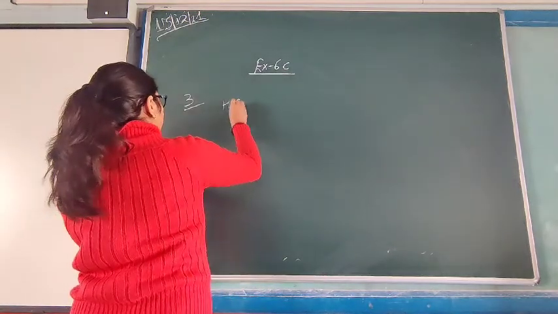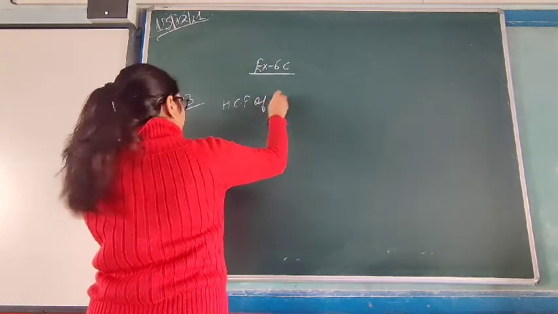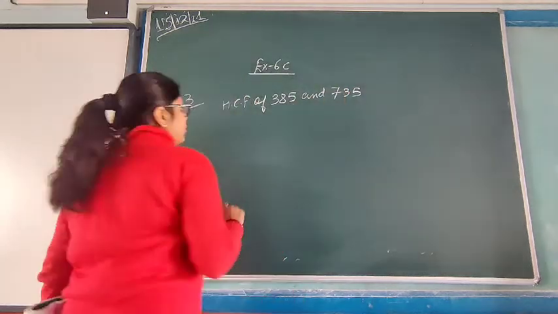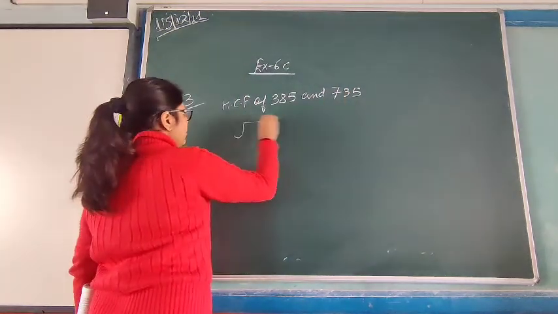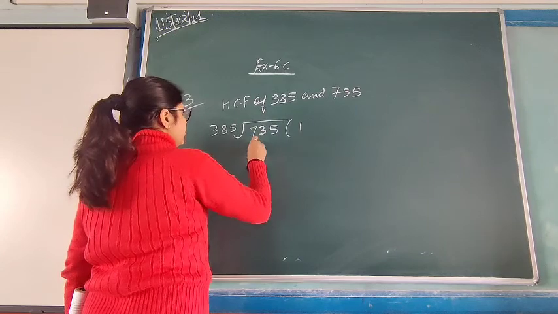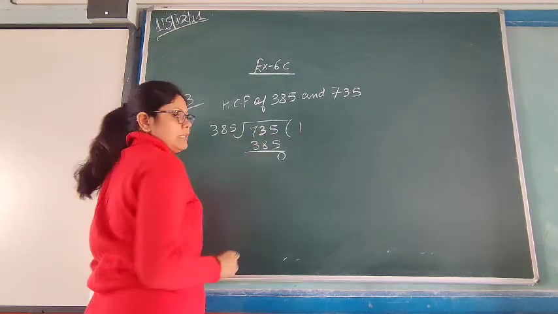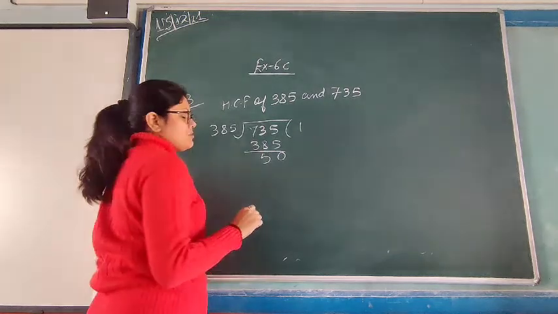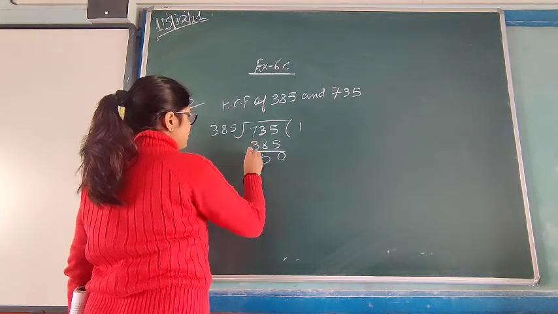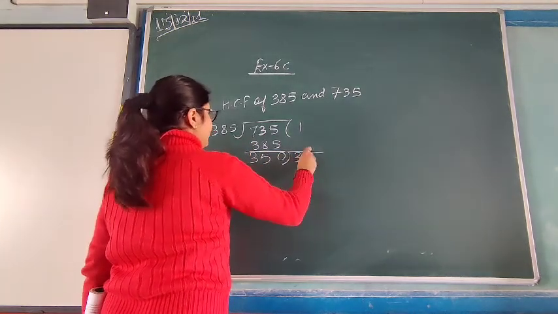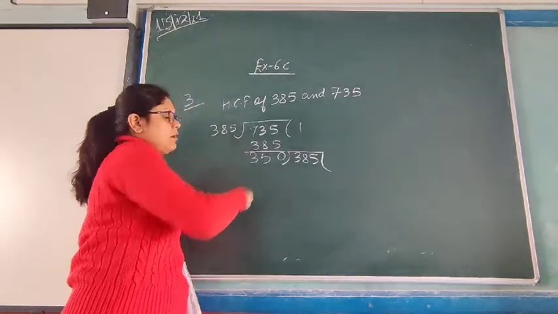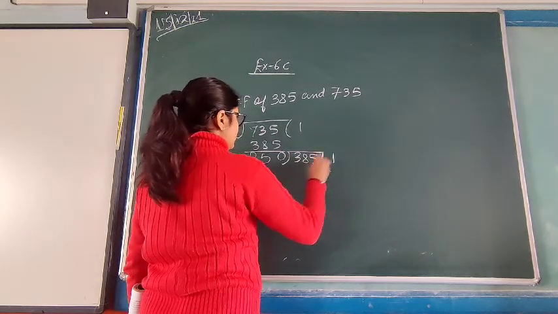So HCF of 385 and 735 will be. So again same thing, what you will do, this will go inside. Now 13 minus 8, 5. Now 7 minus 3, 6 minus 3, 3. Now we will divide. Because your LCM is coming 350, so you will divide this divisor again here and this.